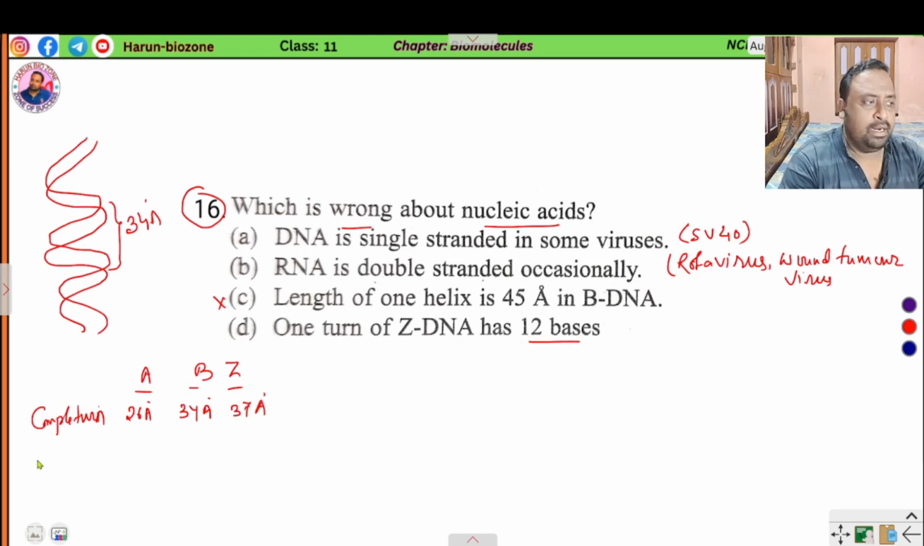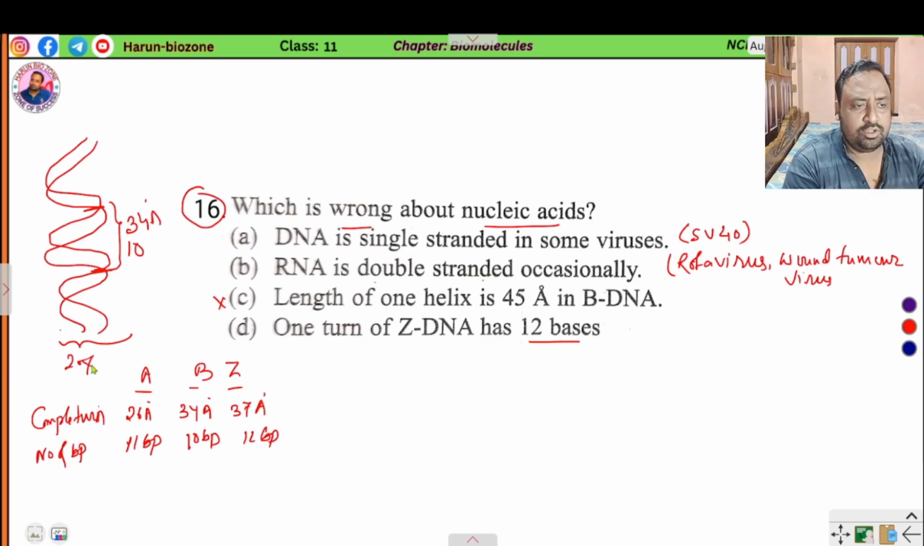Number of base pairs per turn means, in this complete turn region, the number of base pairs is 10. So here it is 11 base pairs, this is 10 base pairs, and this is 12 base pairs. Clear?